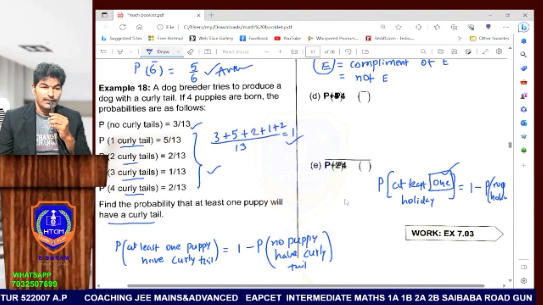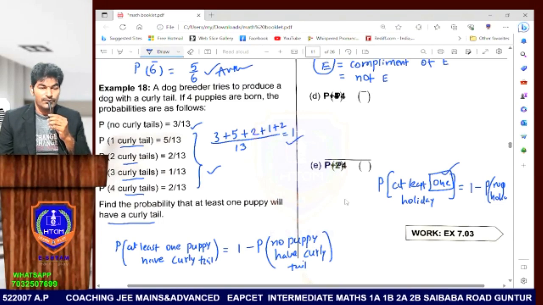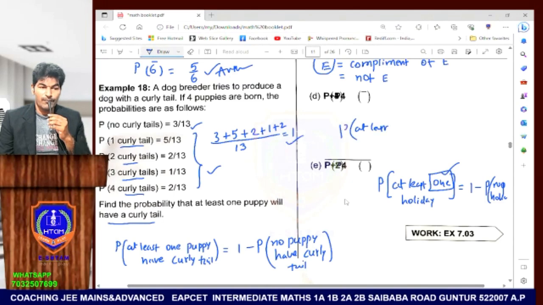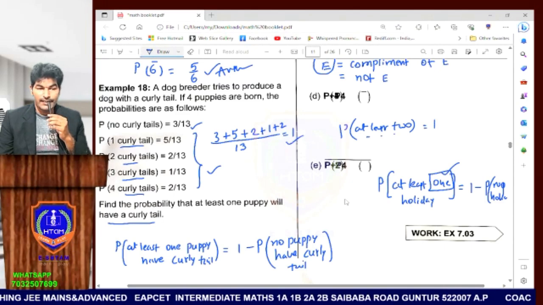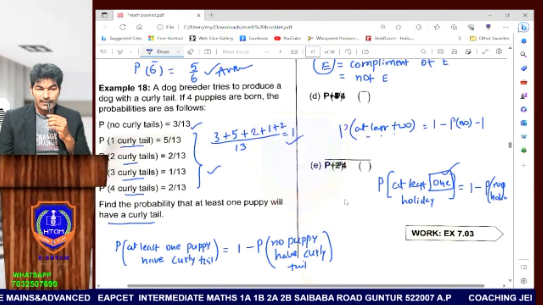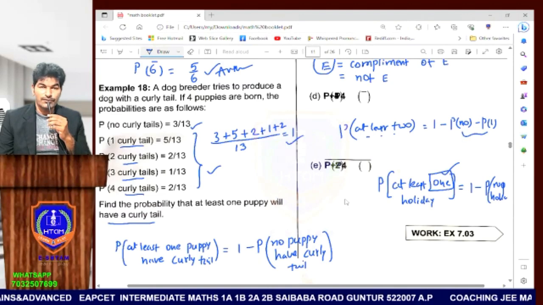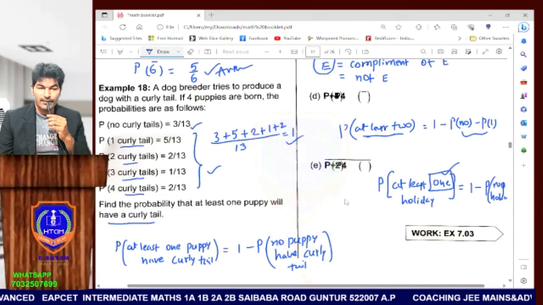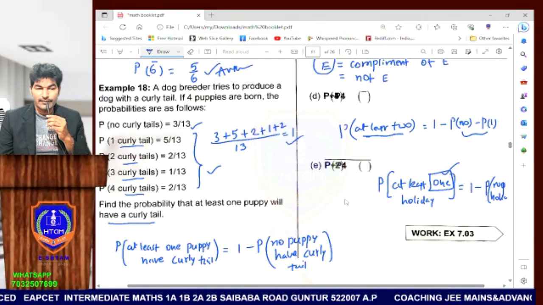No other situations. If he asks, for example, at least 2, you should not use this. If someone asks you to find the probability of at least 2, then you have to say 1 minus P of no minus P of 1. Both you should subtract from 1, because he said at least 2. That's why you are subtracting this 1 also. Understood?